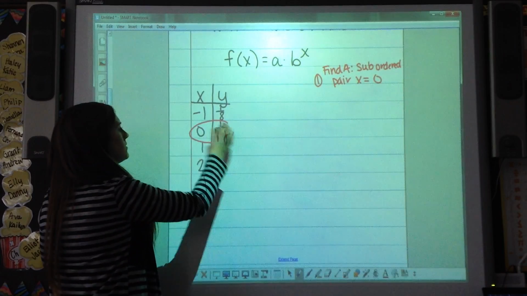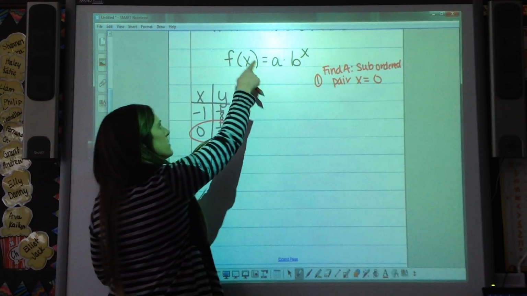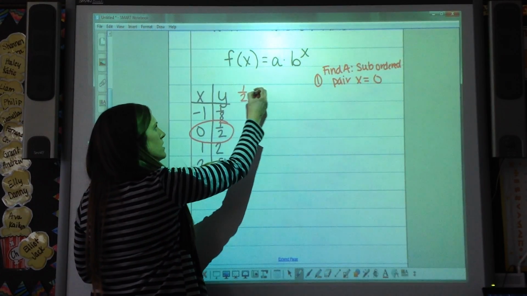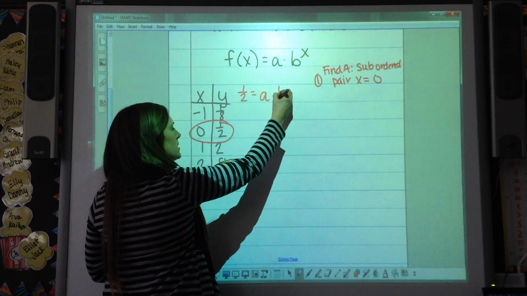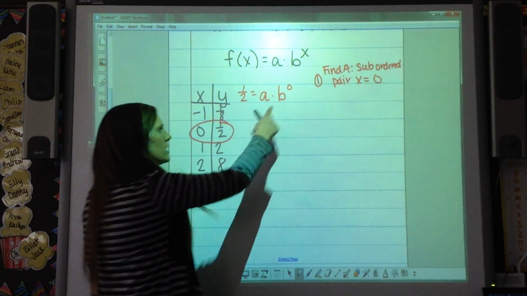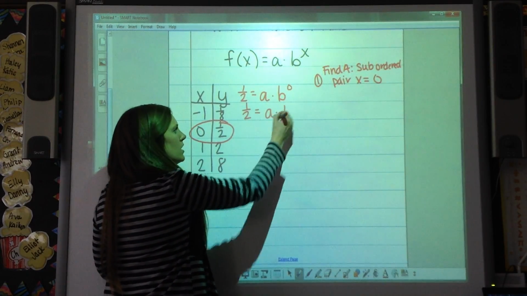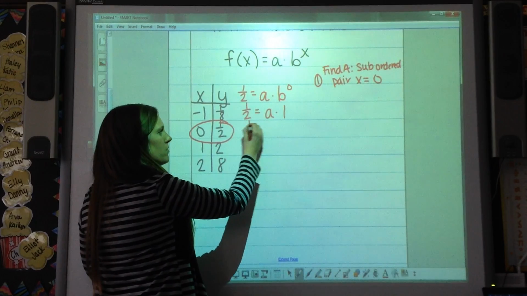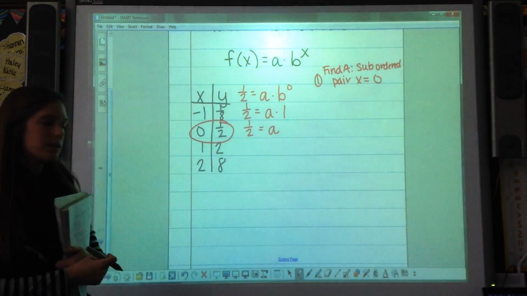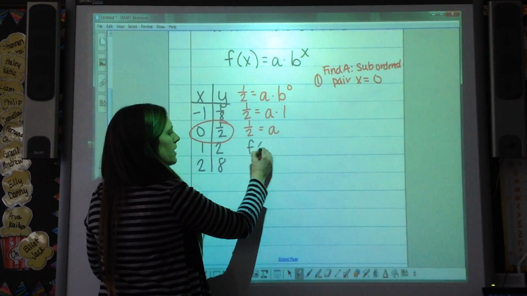Okay, so here's the ordered pair where x equals 0. This is my x value, this is my y value. Here's the y, here's the x. 1/2 equals a times b with the power of 0. When I think of the power of 0, it's always 1, so I'm thinking of this term as 1. Anything times 1 is itself, so a is 1/2. And I'm going to substitute that back into the function before I start the next step.